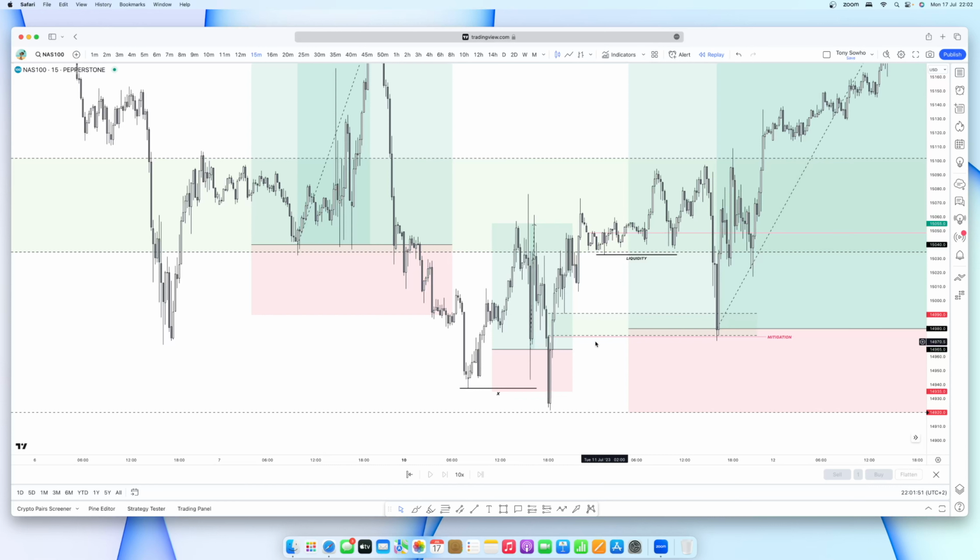Can you see? I wrote mitigation in this area and price came back there. Look at how precise this was. Price came back, tapped the mitigation, and then boom, price went up. You know what? Let me show you the chart markup so you can see that I actually saw this before it happened. Let me show you the markup now.